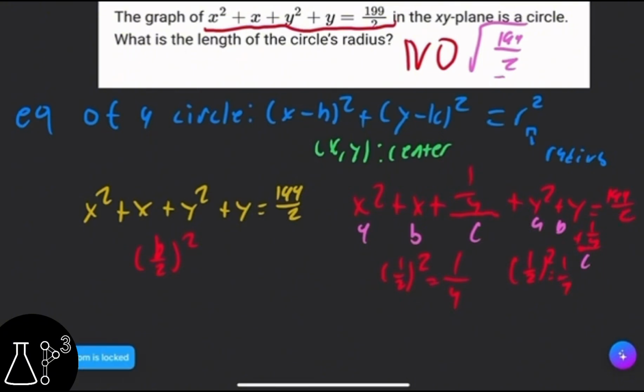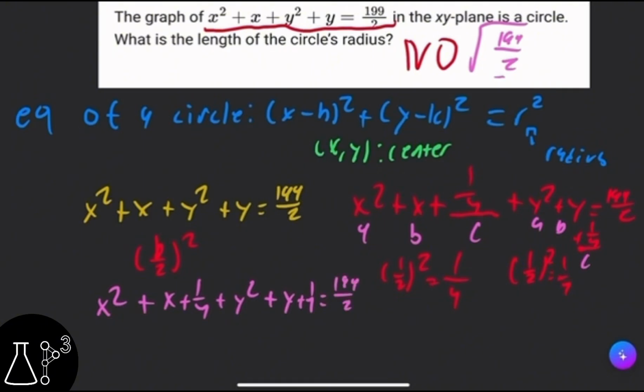Where you get x squared plus x plus 1/4 plus y squared plus y plus 1/4 equals 199 divided by 2. And because we added two 1/4s on the left side, we've got to add it on the right side, which equals 2 divided by 4. We can rewrite that as 199 divided by 2 plus the equivalent of 2/4, which is 1/2, which equals 100.